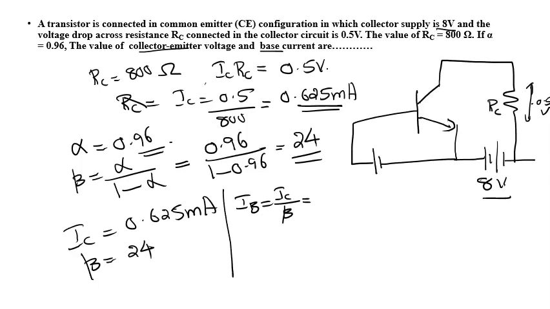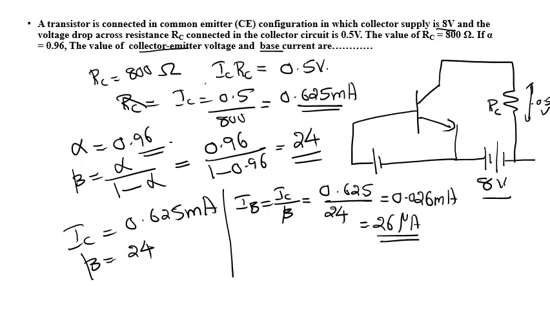Okay, so that is 0.625 divided by 24, and that is equal to 0.026 milliampere. So that is equal to 26 microampere. So we got IB. We calculated IB as 26 microampere.